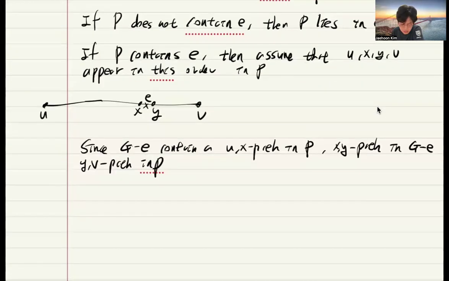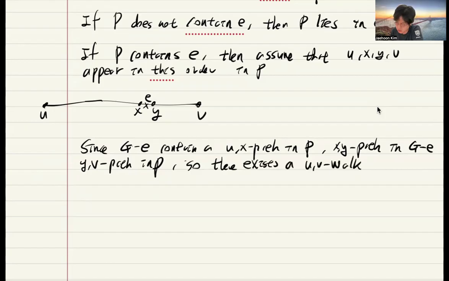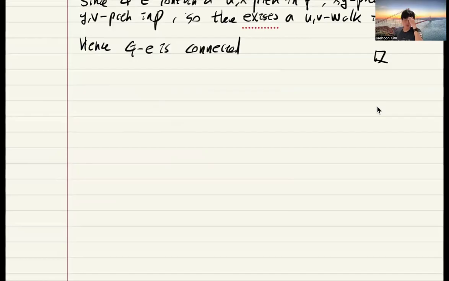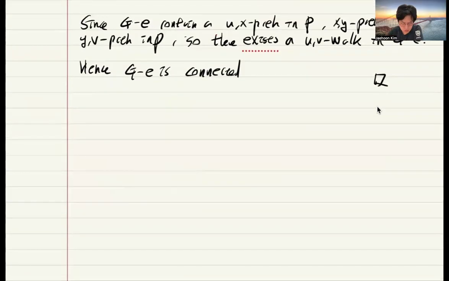So concatenating them yields a UV walk in G minus E. And we know that the UV walk in G minus E contains the UV path in G minus E. Hence, G minus E is connected. So this provides a relationship between the cut edges and cycles.